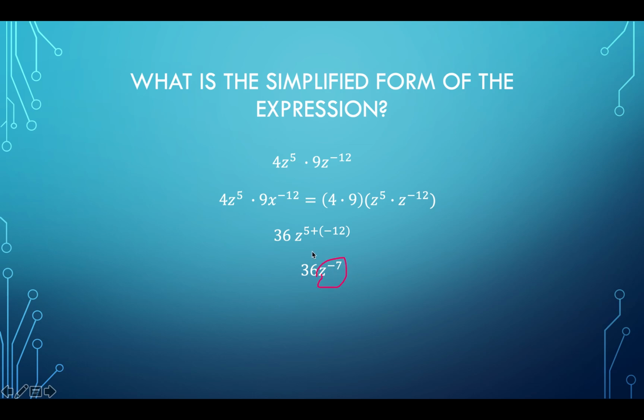But remember, we don't like this negative 7 up here. So what do we got to do with it? We got to bring that whole entire z to the minus 7 down into the denominator. When we do that, it now becomes positive. So your final answer would be 36 over z to the 7th power.